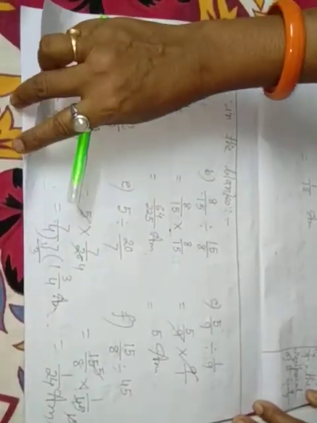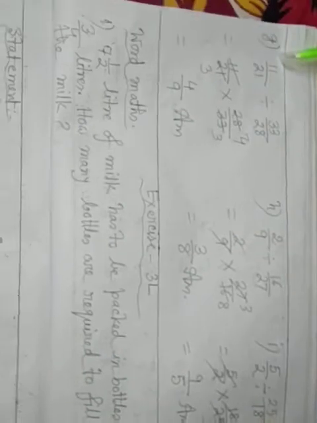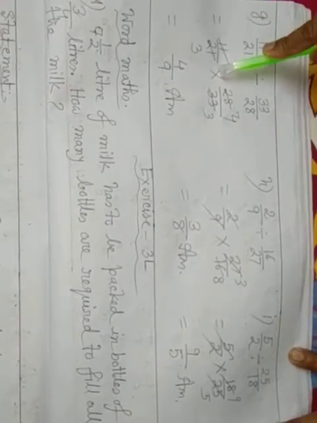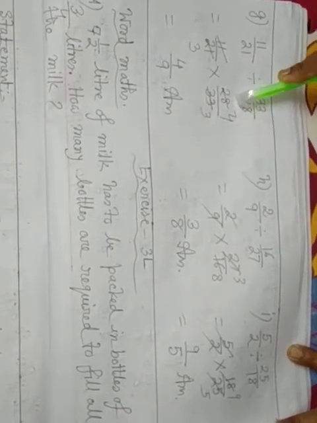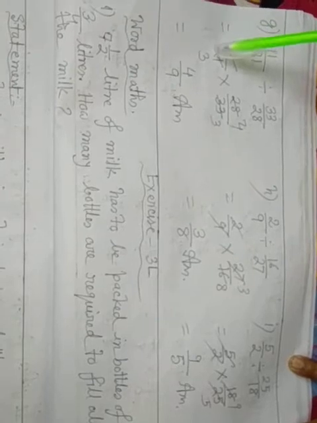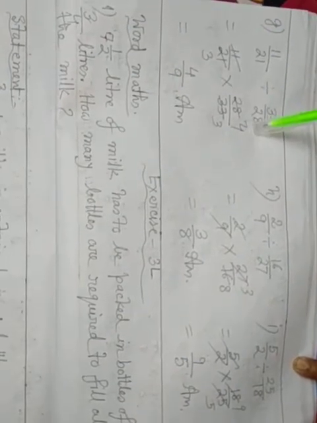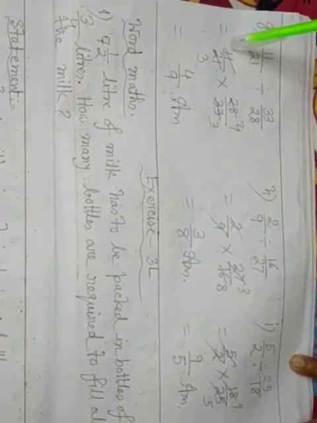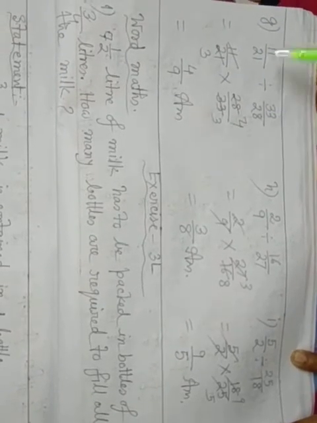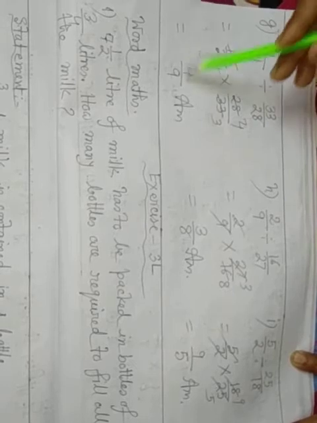G: 11 by 21 divided by 33 by 28. 11 by 21 into 28 by 33. 11 threes are 33 and 3 fours are 12. 7 threes are 21 and 7 fours are 28. So 4 by 3 threes are 9.